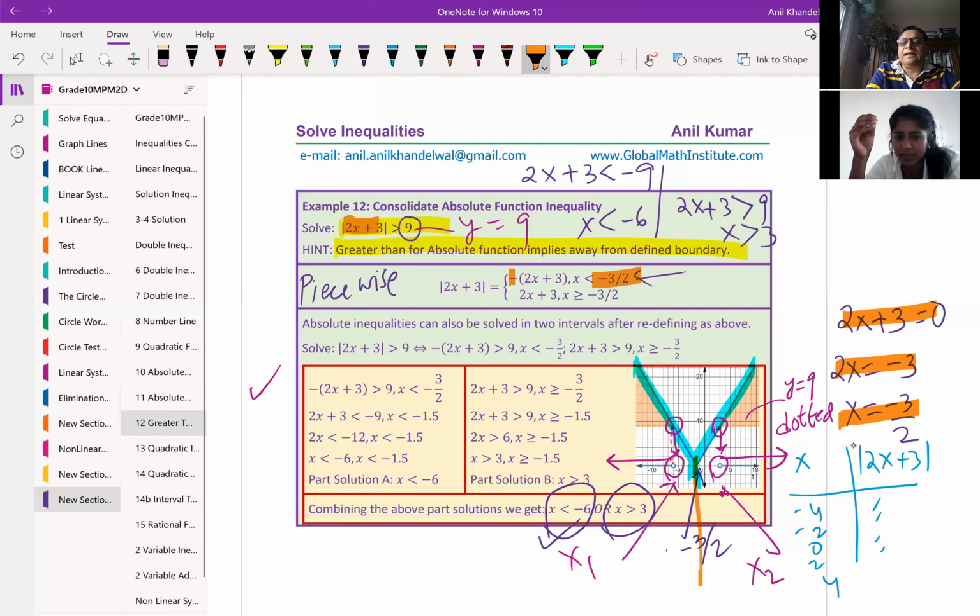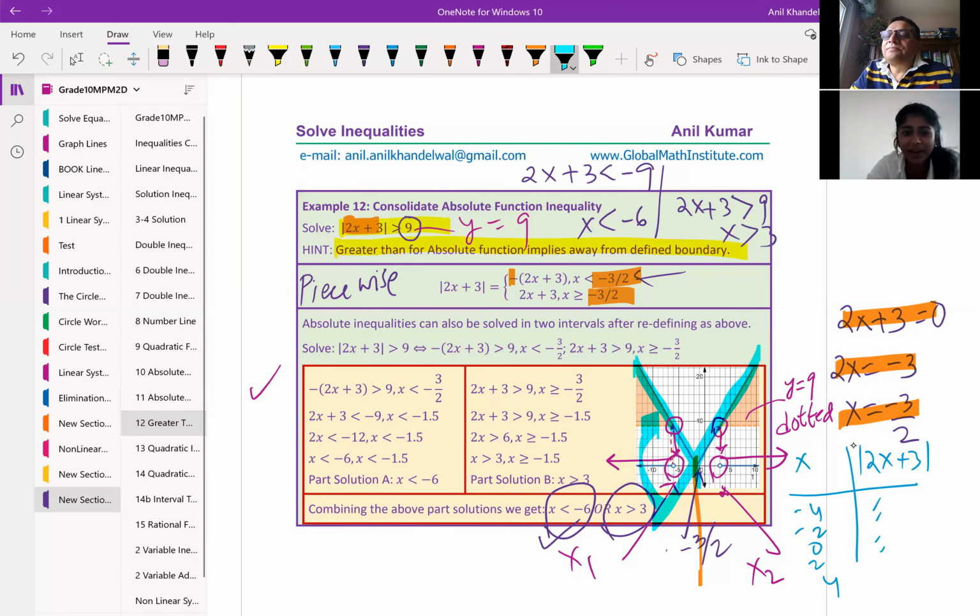And when you're on the right side of minus 2, it remains as a positive line because you never flipped it, right? So you can see this part of the line was not flipped. However, the line which was flipped was on the left side of the vertex, which is at minus 3 by 2. But we redefine, yes.